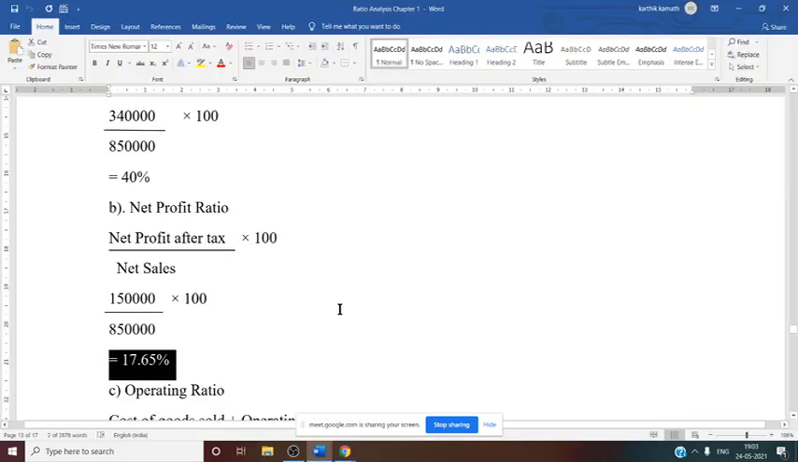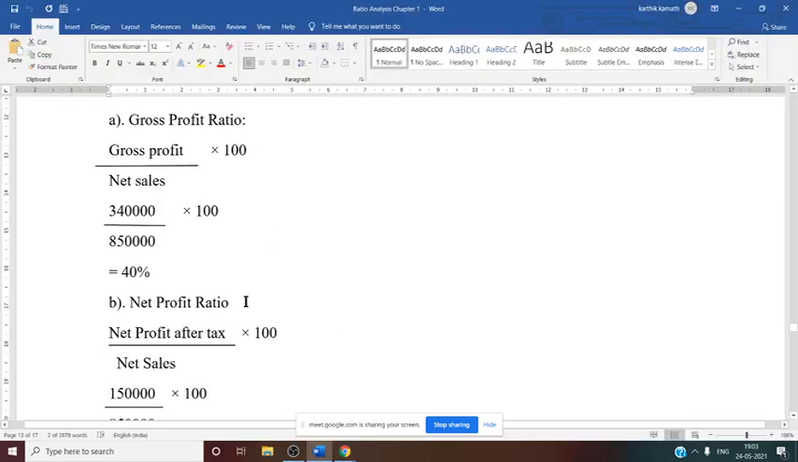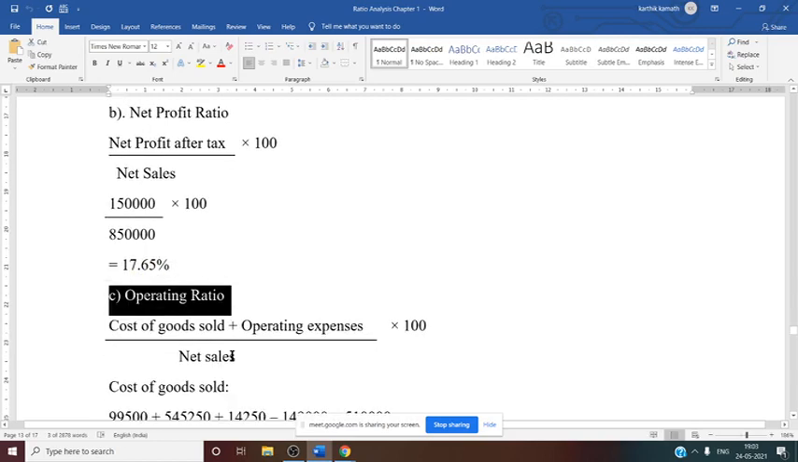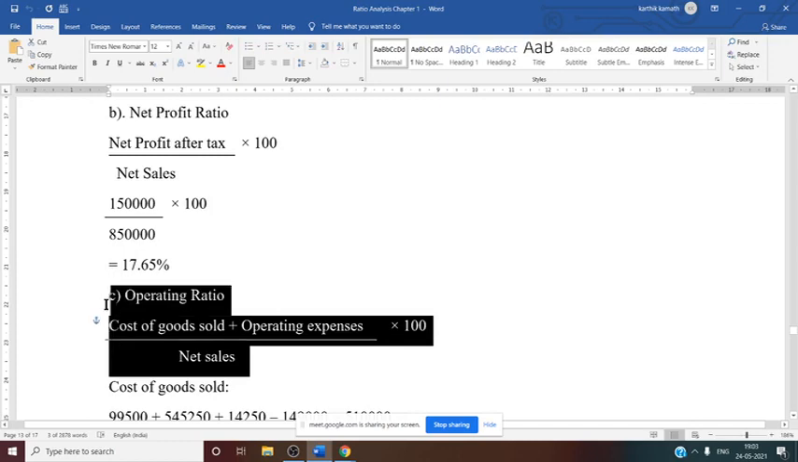So after calculating these two ratios, gross profit and net profit, next thing we need to see is operating ratio. So now operating ratio formula, if you see here, that is cost of goods sold. So first we need to get cost of goods sold, then we need to identify operating expenses. So cost of goods sold plus operating expenses divided by net sales into 100, you will get operating ratio.